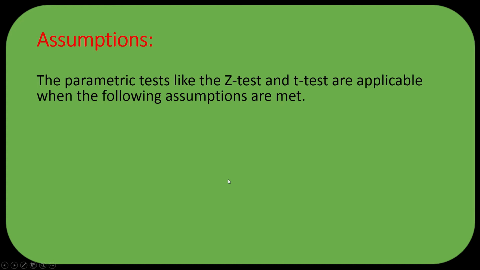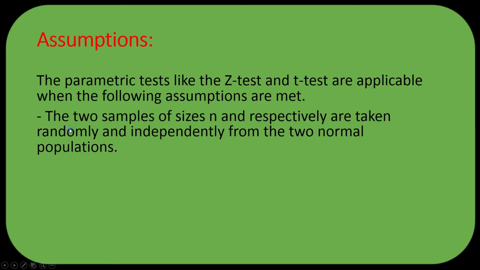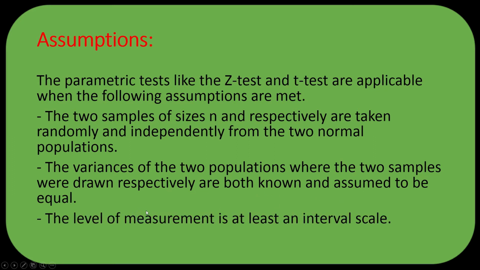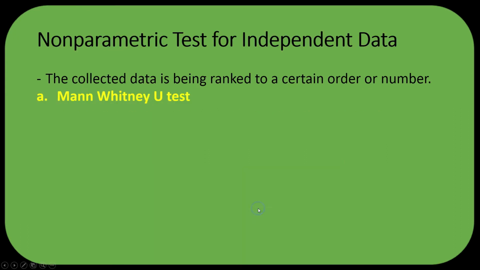We have here the different assumptions. The parametric tests like the z-test and t-test are applicable when the following assumptions are met. The two samples of sizes n1 and n2, respectively, are taken randomly and independently from two normal populations. The variances of the two populations from which the samples were drawn are both known and assumed to be equal, and the level of measurement is at least an interval scale.